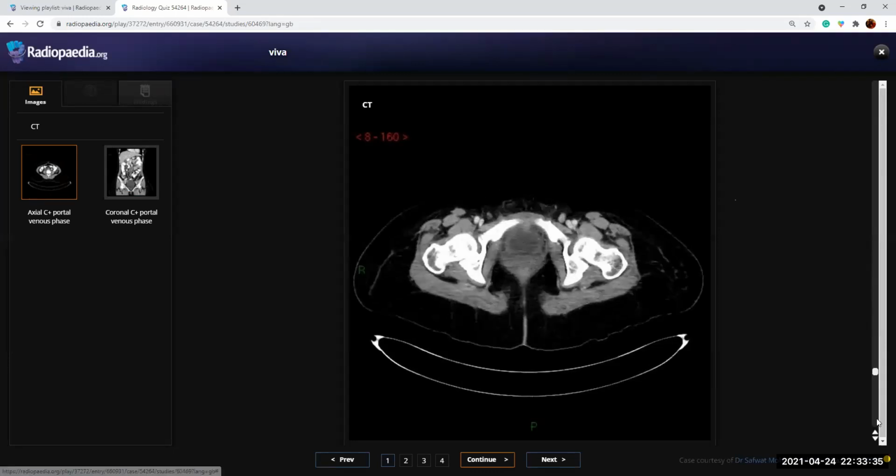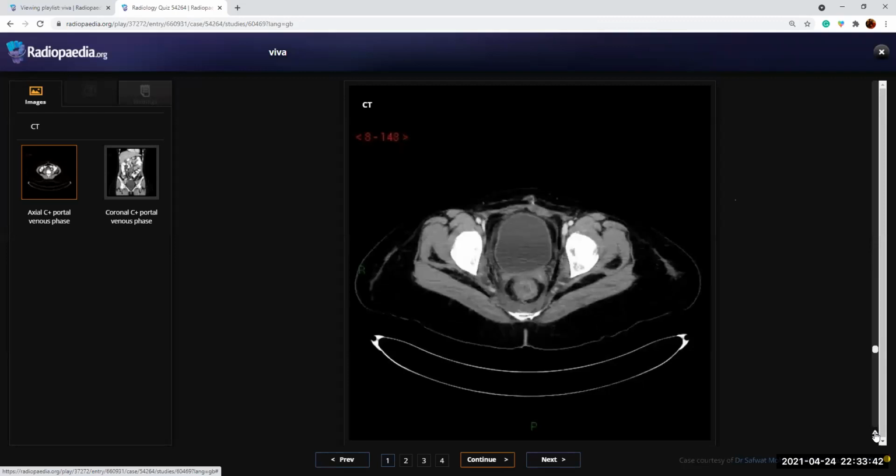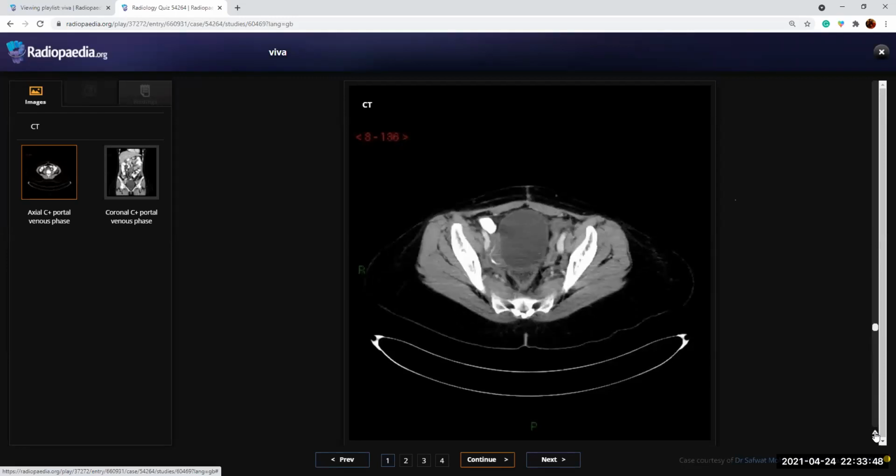It's a 40-year-old female patient. Okay. So I'm presented with a contrast-enhanced CT scan of the abdomen. It's IV contrast in portal venous phase and the oral contrast as well.